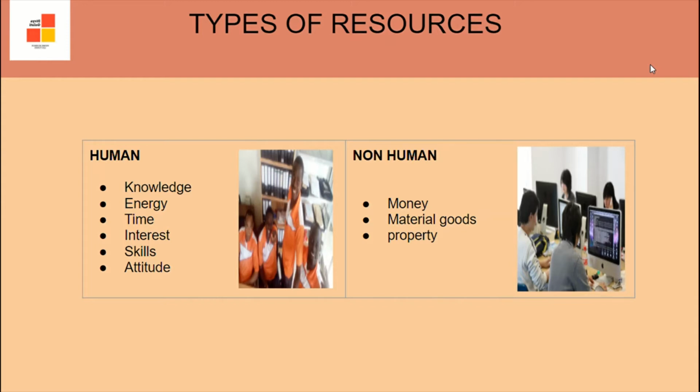Human resource: the resource which can be developed through training and self-development. Example, knowledge. A person can use his knowledge throughout his life. Knowledge can be used by a teacher in a profession.